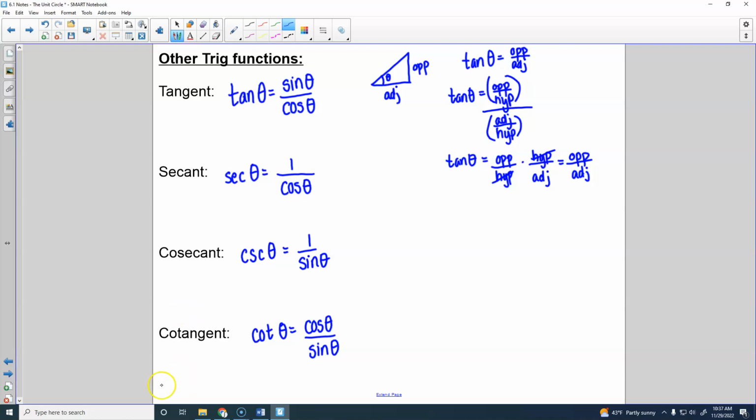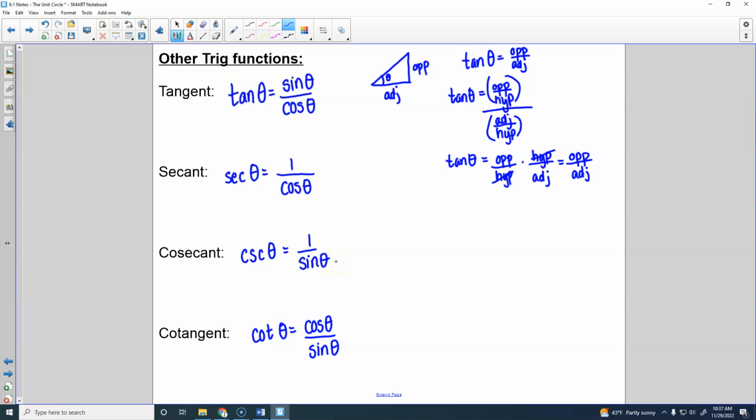To help me remember, tangent you just need to memorize. Cotangent is just flipped. They go together. It seems like sine and cosine should go together, but they don't. Tangent and cotangent go together. They're just reciprocals of each other. Okay? Secant and cosine go together. They are reciprocals of each other. That's 1 over cosine. Cosine is also 1 over secant, although we don't need to know that right now. And then cosecant and sine go together.